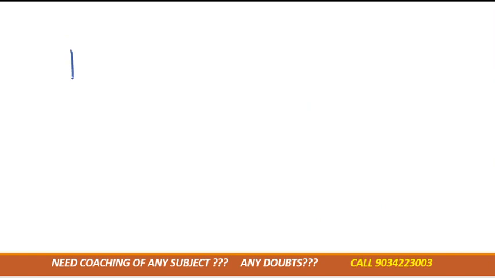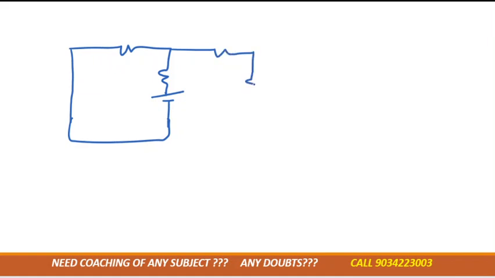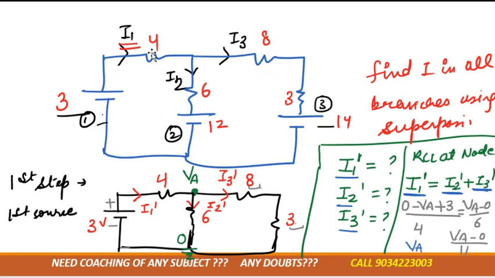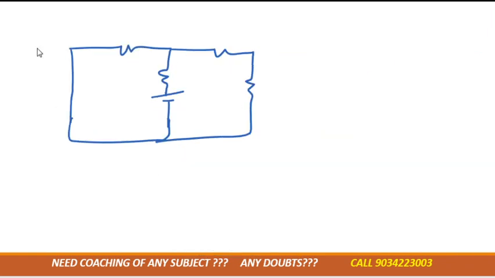I removed the first source. The first source was a voltage source. Resistance was there. I took the second source, and I killed the third source also. Okay, what was the value? That is 4, 6, 8, and 12. So I write down these values: 4, 6, 8, and 12.